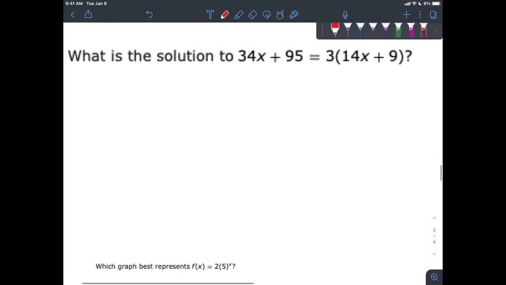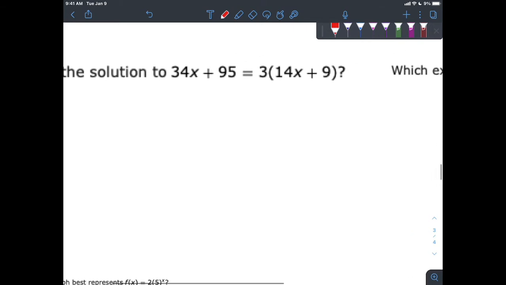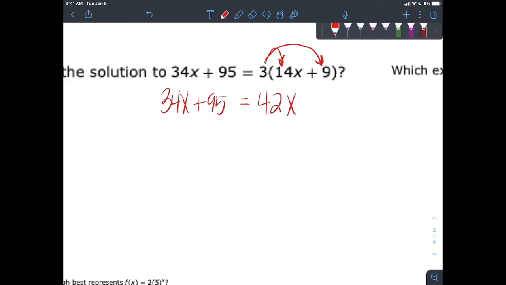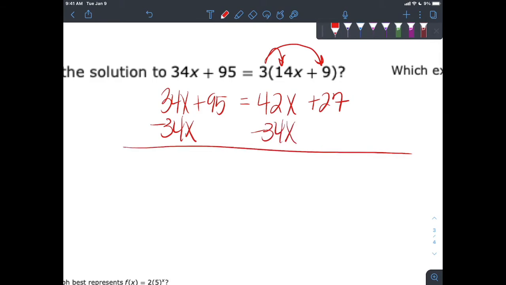What is the solution to this? All right. So first thing, let's go ahead and start distributing. Now I'll go ahead and start getting my x's together. Now I'll go ahead and do an exciting move.